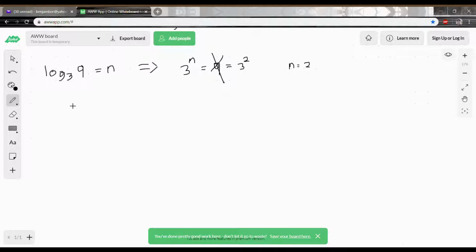Now let's do this in an example that isn't easy to see right away. If we had the logarithm with a base of 4 of 2 is equal to some number n, we don't know right away what we can raise 4 to the power of to result in 2. So we're going to begin by converting this to exponential form.